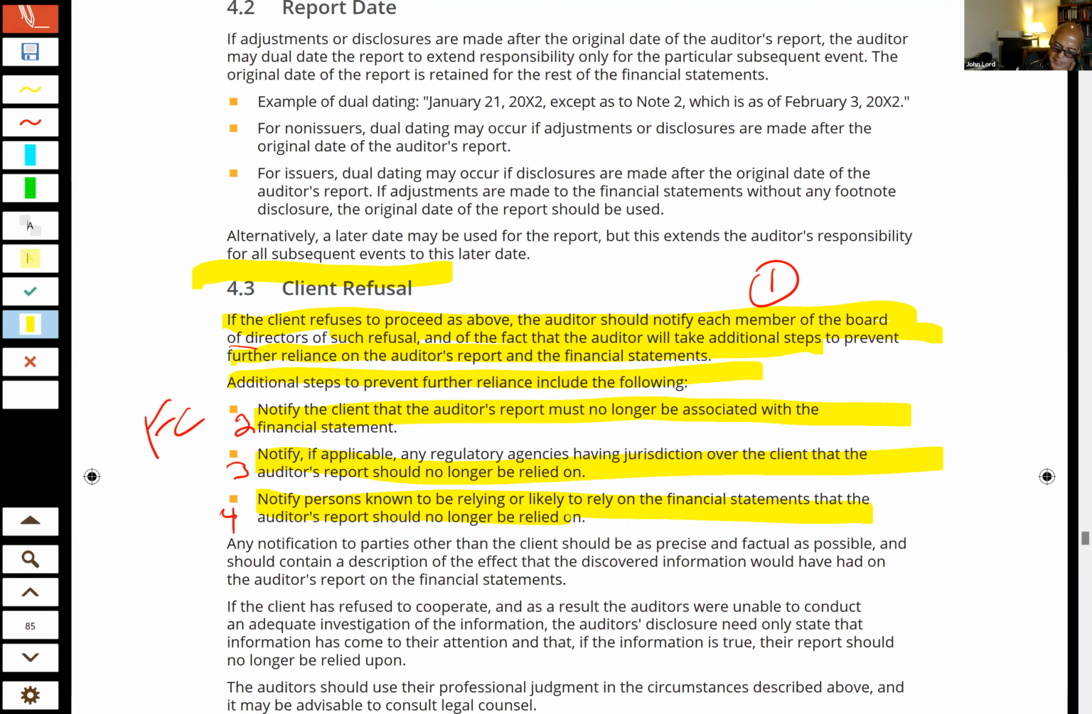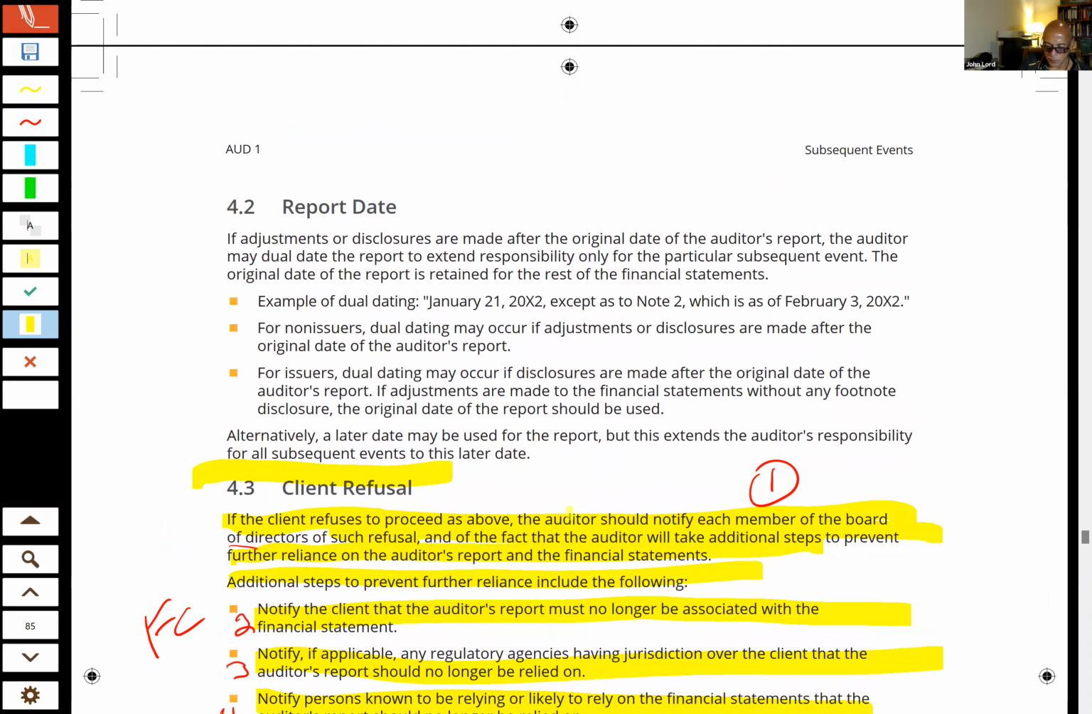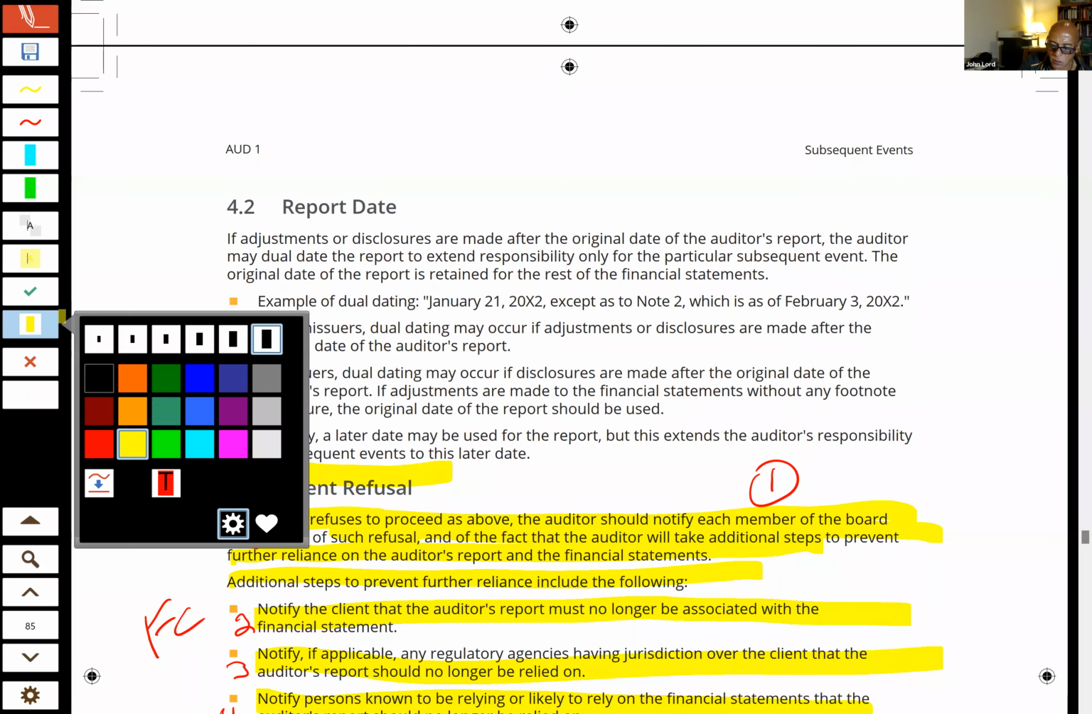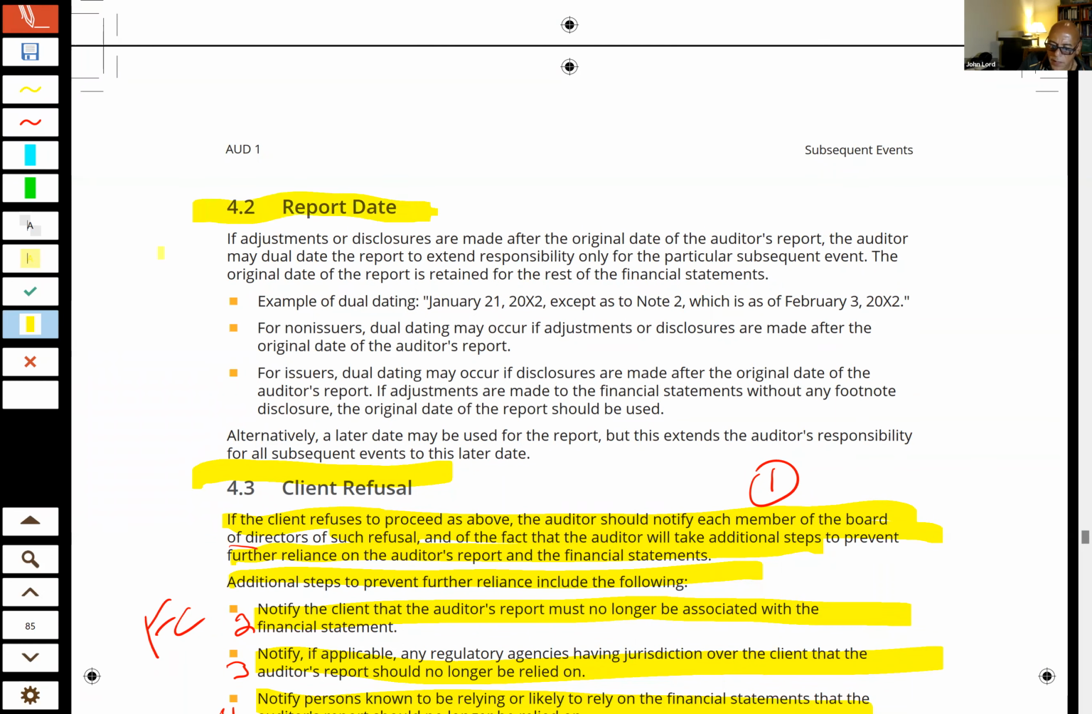Now, the reason I've gone in a little different order here: let's say the client says, oh, okay, that needs to be disclosed. You're right, we're going to disclose it. Why don't you come and look to see that you're satisfied with the disclosure, because we haven't issued the statements yet, or you're going to reissue the statements. So why don't you just erase the original date of your report and change it to this new date, or the date of the reissuance.